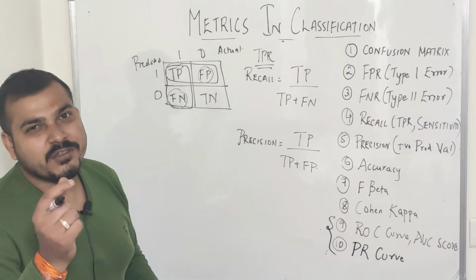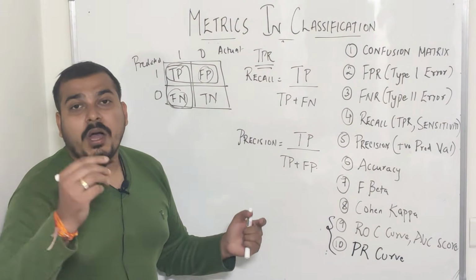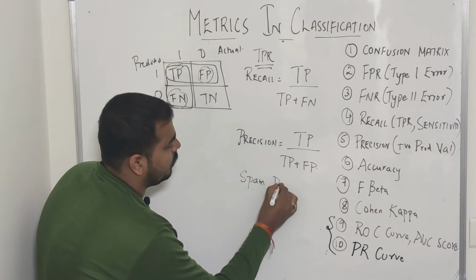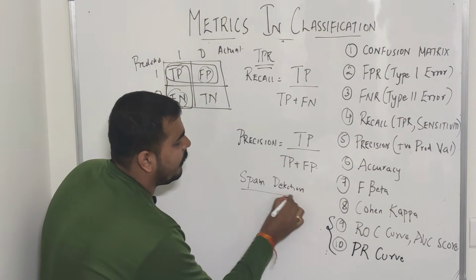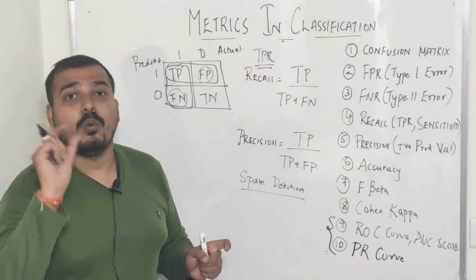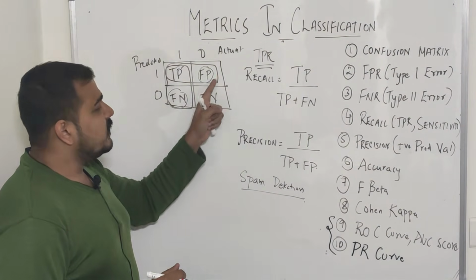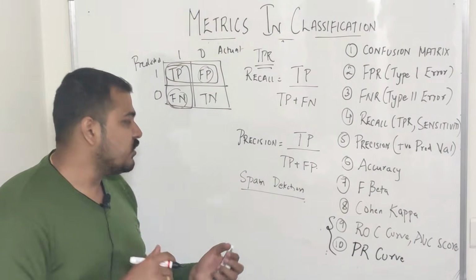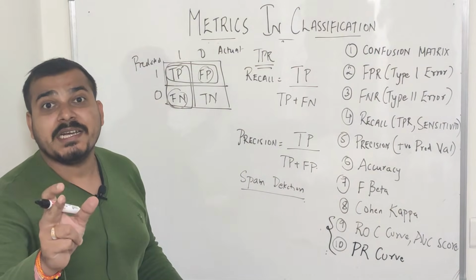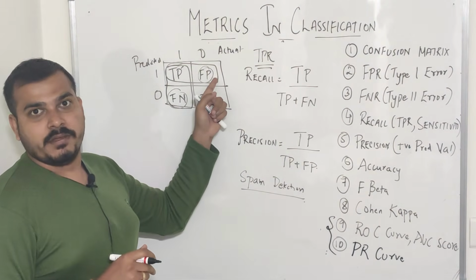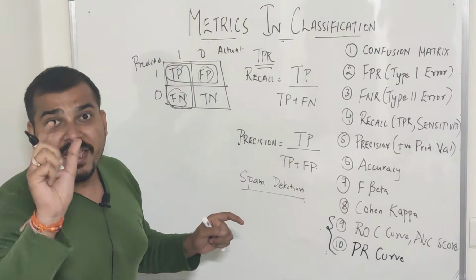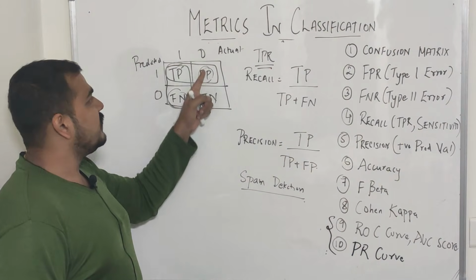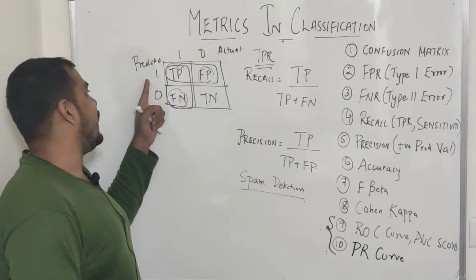Now, when should we use recall and precision? Let me give you a very good example. I have a use case called spam detection. In spam detection, I have to focus on precision. Why? Consider false positive: suppose this mail is not a spam, but the model has predicted that it is a spam. That is your false positive. 0 basically means not a spam, but it has been predicted as a spam.